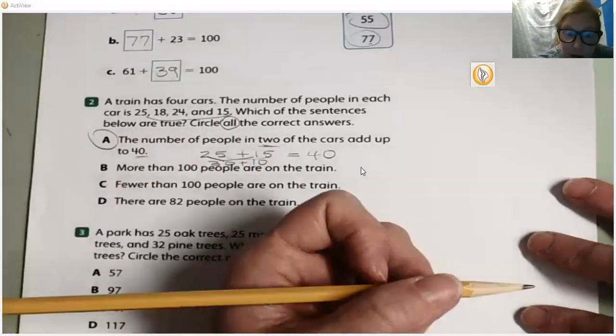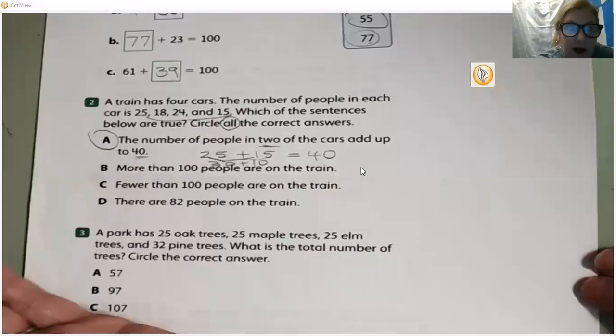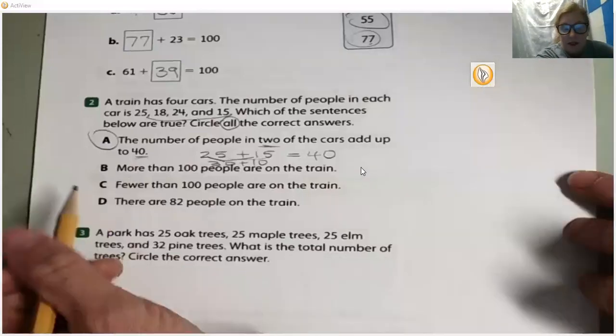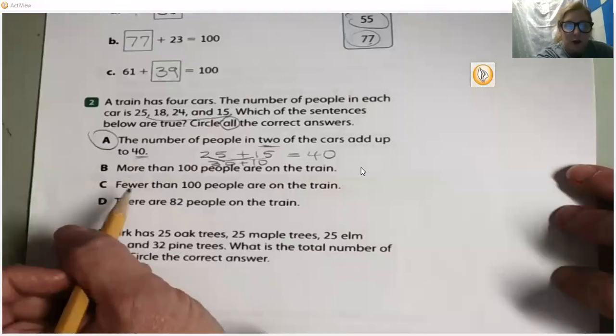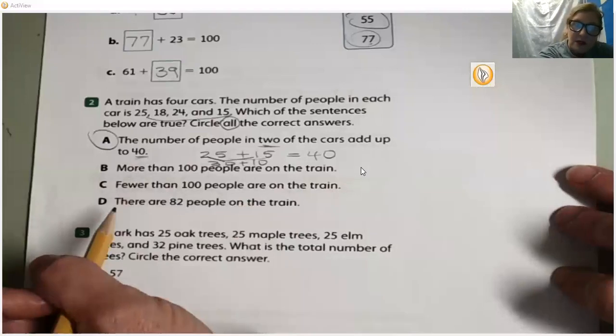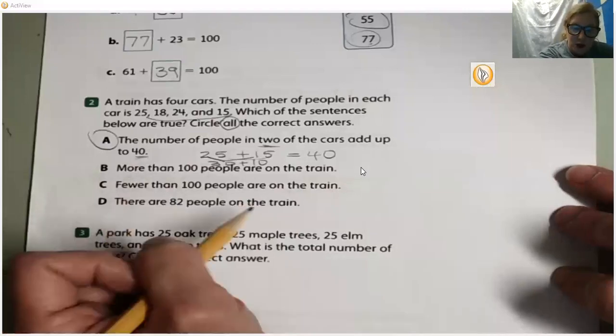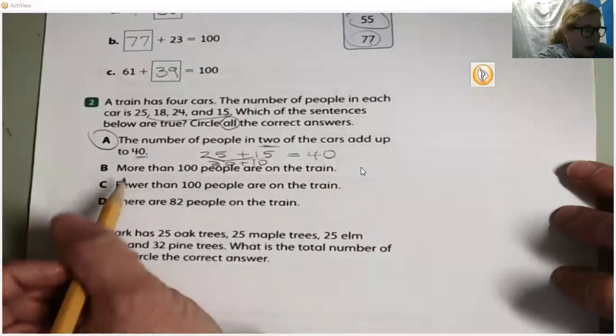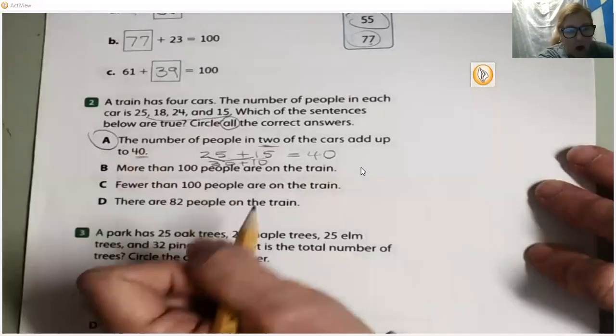So what are we going to have to do? We're going to have to add them all up to C. The next one is going to take care of it because it says fewer than 100 people on the train. And it's going to take care of D with there are 82 people on the train. We'll know if any of these are correct by adding them all up.